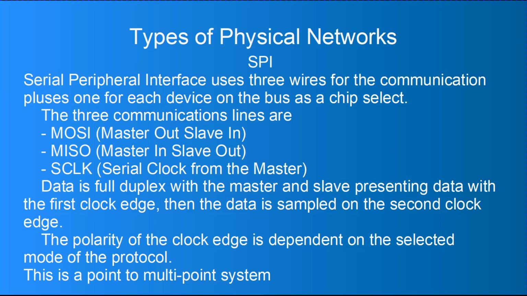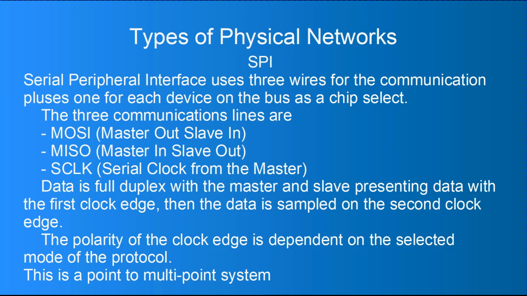So you've got 3 that are required just for the communication, and then if you've got 3 devices connected, you need another 3 pins to select the devices. It is a full duplex system. That means the master and the slave can transmit at the same time. In fact, it's part of the protocol that they do that.